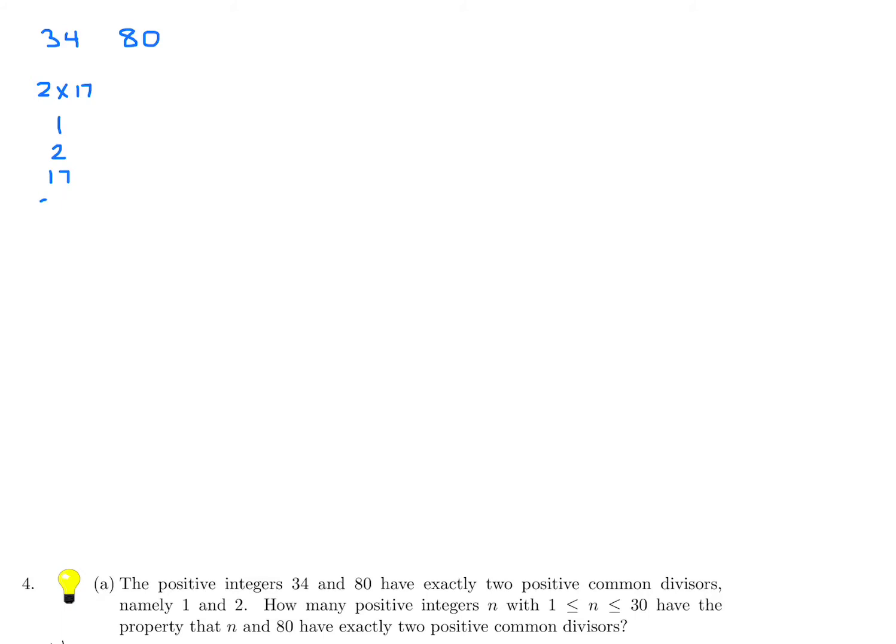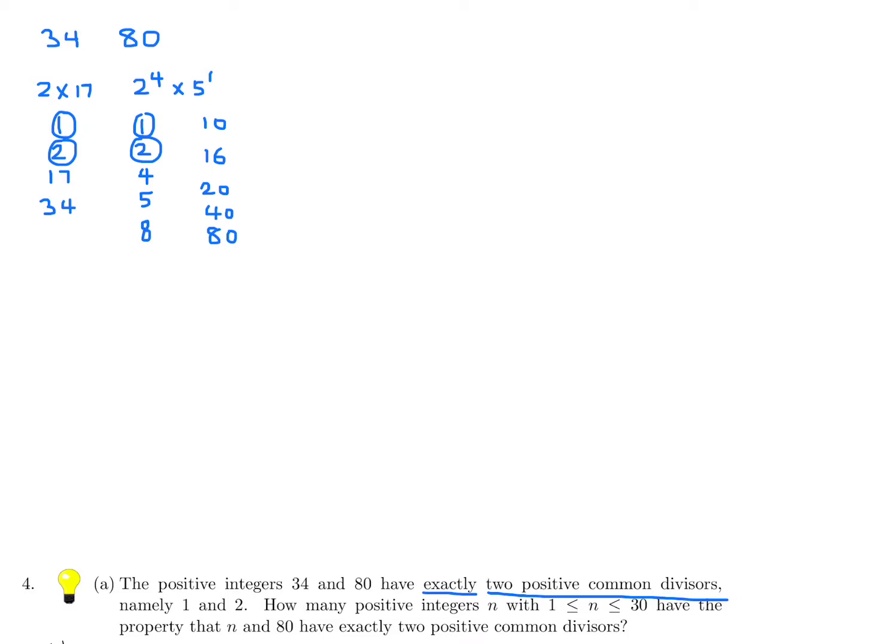1, 2, 17, and 34. 80 is going to have a few more because that's 2 to the power of 4 times 5. So that's probably going to have 5 times 2, 10. So 1, 2, 4, 5. Let's put them in order. 1, 2, 4, 5, 8, and then 10, 16, 20, 40, and 80. So of these two lists, what's common? The 1 is common and the 2 is common. Nothing else is common. So that's what they mean by exactly two common positive divisors.